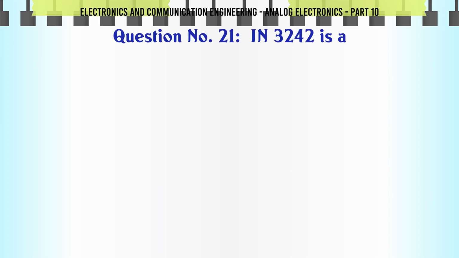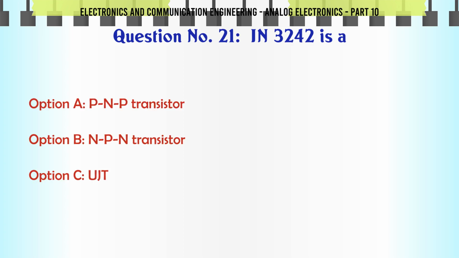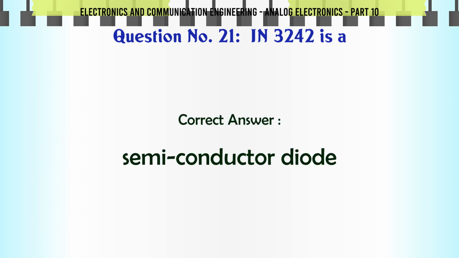In the figure, 3242 is: A. PNP transistor. B. NPN transistor. C. UJT. D. Semiconductor diode. The correct answer is semiconductor diode.